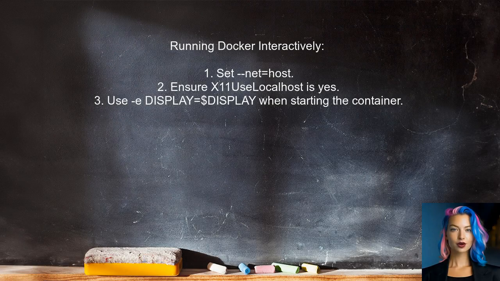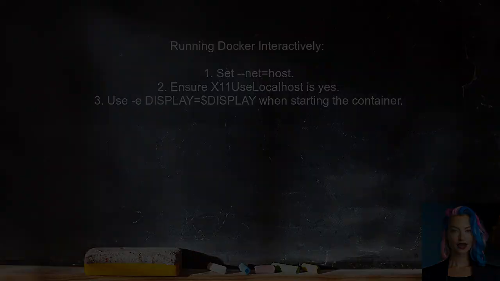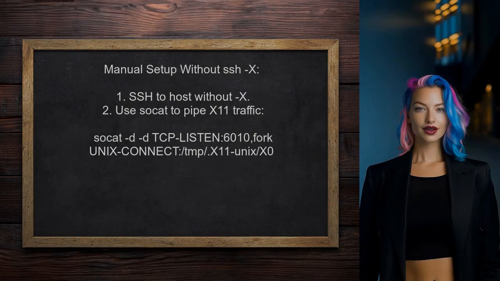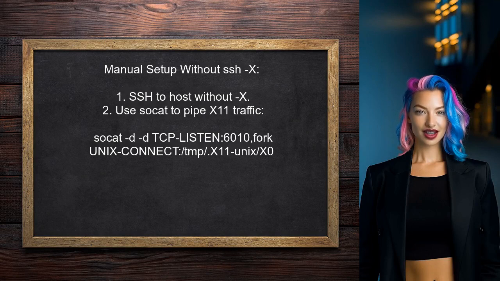If running Docker interactively, set the network to host and ensure X11UseLocalhost is enabled. You can export the DISPLAY variable or use the -e option when starting the container. This allows for easier access to the GUI applications. Lastly, if you want to set everything up manually without using SSH X forwarding, you can use socat to pipe the X11 traffic directly. This requires SSH access to the host without the -X option and setting the DISPLAY variable appropriately.